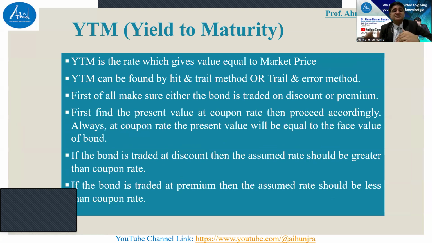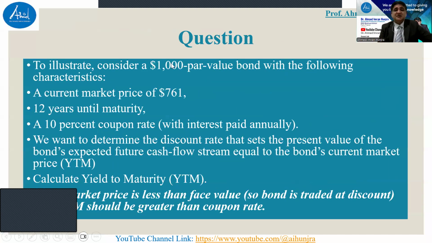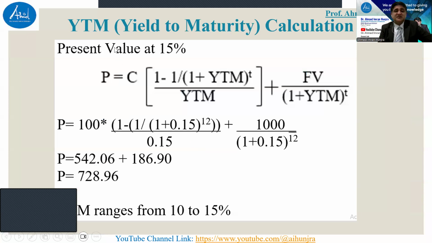You can have any rate, but I recommend you consider maybe 5%, though it depends on how much the difference is between the coupon rate and the market price. But you can try 5%. Suppose the rate is 15%. Why am I supposing this? The name of the method is the trial and error method, the hit and trial method.